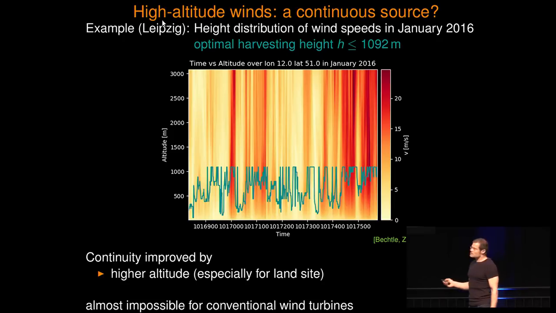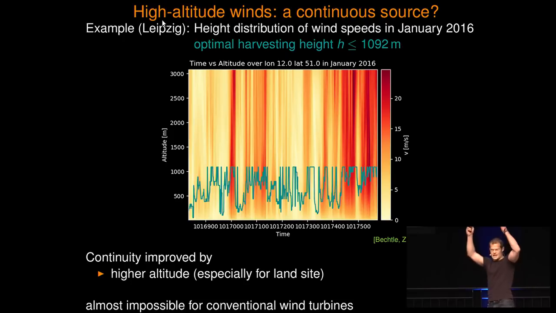And here, as an example of why it is a continuous source, you see a time distribution of the wind velocity in January 2016 in Leipzig. The wind velocity is increasing from yellow to red, the altitude is displayed here, and this is the time scale of the month. What you can see is that at 100 meter height, you have winds almost only in the lower parts, whereas if you go to higher heights, you have the reddish parts where you have high wind velocities. So this shows that continuity is already improved if you go to higher altitude, especially for land sites. And this is almost impossible for conventional wind turbines.